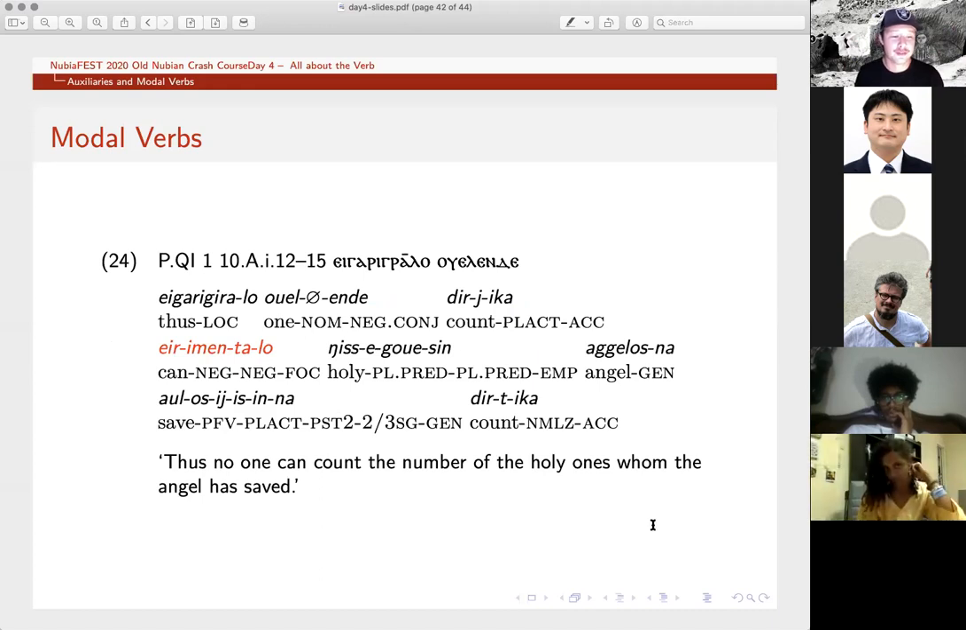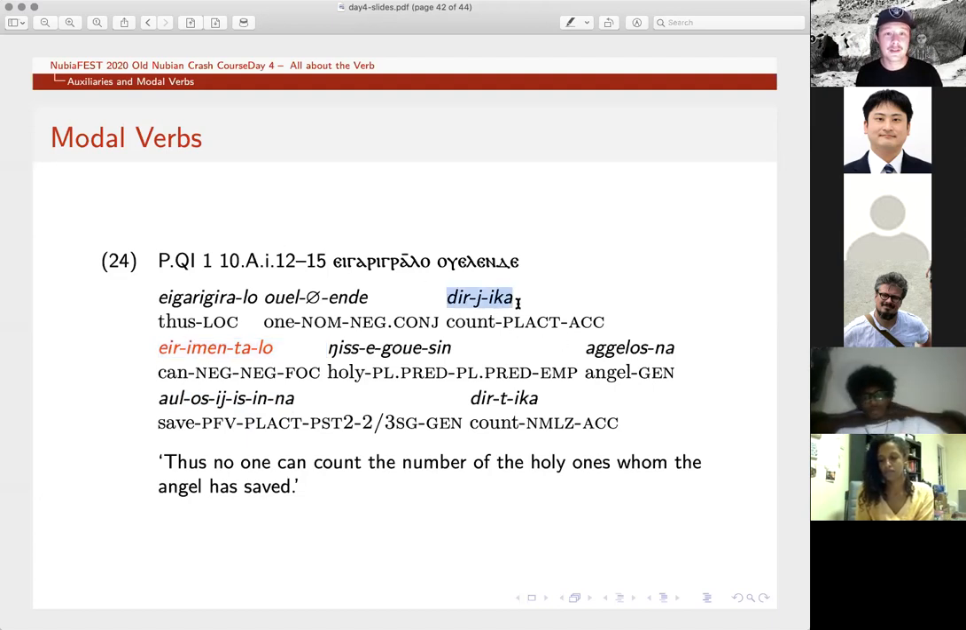"Thus, no one can count the number of holy ones whom the angel saved." The verb that we need to look at is the main verb. No one can count, cannot count in this case. So we have our modal verb here with a negative. The verb can is one of these verbs that also takes a negative in ta, always does. Notice also that when it does so, there is no person marking on it, no tense marking on it. There is only this focus marker. So this is already, like, what is this form? Is this an ancient form? Is this older than this form in terms of its morphological makeup or order, or is this fossilized, or what's going on? In any case, we see that it takes a complement clause, can count the number of holy ones.